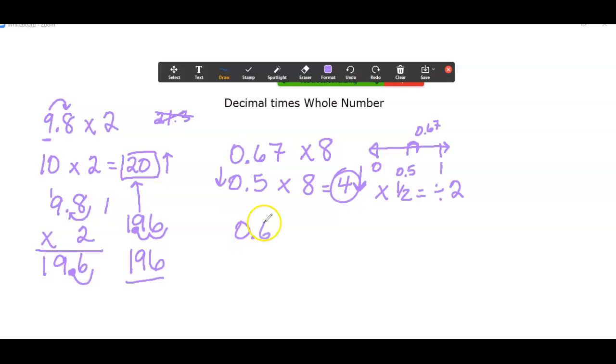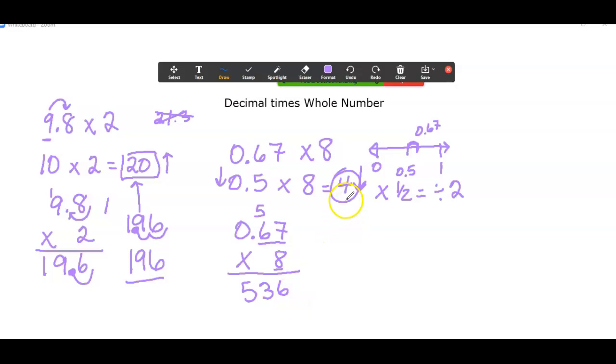So again, I'm going to write it as a decimal, but I'm really going to think about it as just whole numbers. Forget that decimal is there, okay? Don't even think about it. So really right now we're doing 67 times 8, and we'll deal with the decimal at the end. 8 times 7 is 56. 8 times 6 is 48, plus 5 is 53. Okay, so I know 67 times 8 is 536.